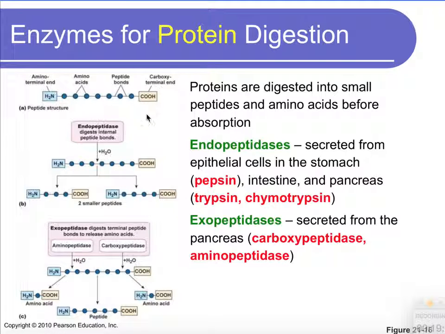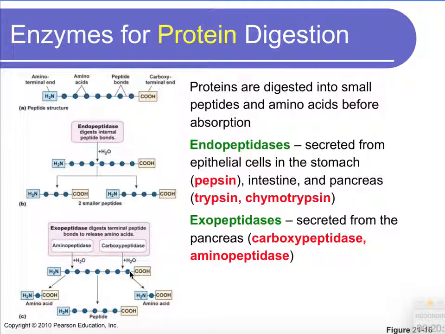If we come in and start breaking a peptide bond starting at the amino terminal, that enzyme is called an aminopeptidase. If, on the other hand, we break the peptide bond starting at the carboxy terminal, that is specifically done with a carboxypeptidase. So exopeptidases break peptide bonds at the ends, and because we have an amino end and a carboxy end, we specifically have an aminopeptidase and a carboxypeptidase.